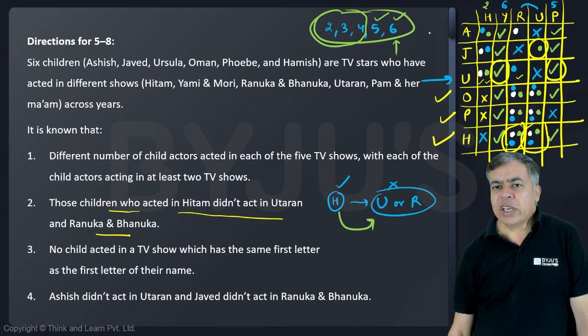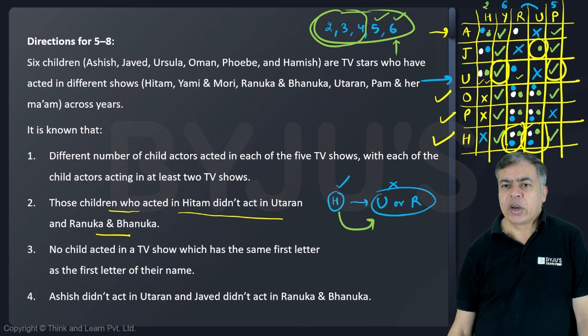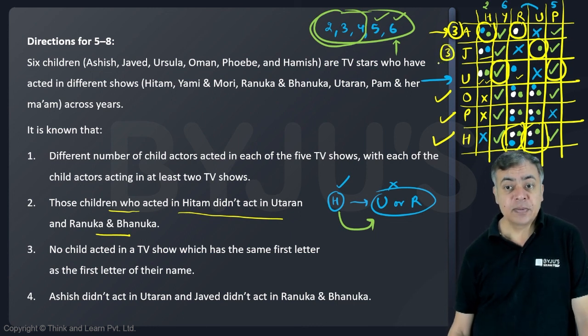A, how many shows did A work in? See, out of these 3 cases, there will be 1 show, the 3 dots, blue, green or white. There are 3 cases only, so 1 show must be there, and 2 are compulsory, Y and P. So A will be working in 3 shows, definitely. Similarly J, out of these 3, he will be working in 1, that means out of H or U, he will be working in 1 show, and Y and P are compulsory. So J will also be working in 3 shows exactly.